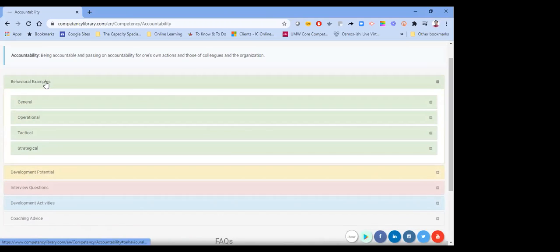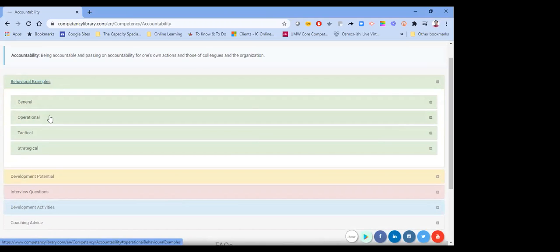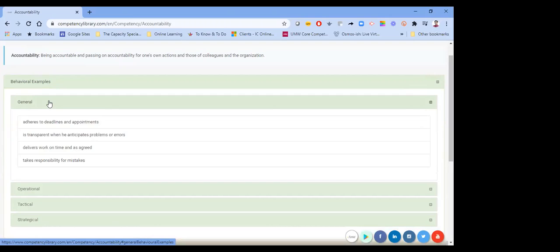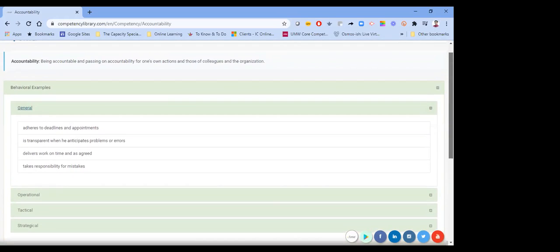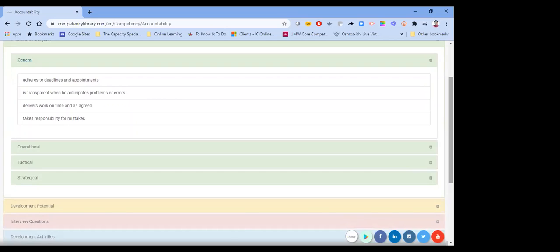Now let's take a look at some behavioral examples. General, operational, tactical, strategical. So general means basically a very base understanding, level one understanding, basic understanding. So this will be a general capability. Yeah, if you go by my definition, Tariq, this will be a general capability. Someone who is accountable generally adheres to deadlines and appointments, is transparent when he or she anticipates problems and errors, delivers work on time and as agreed, and takes responsibility for mistakes.